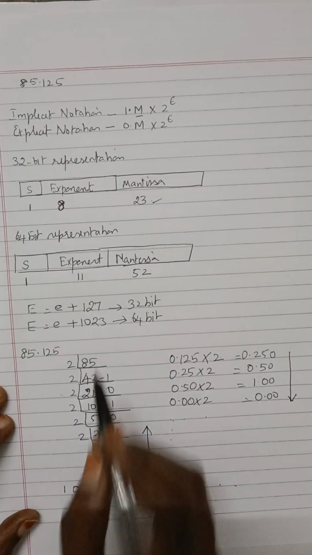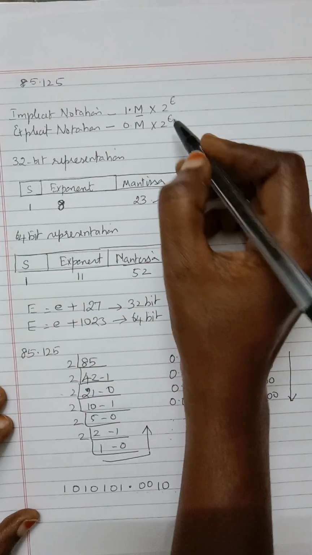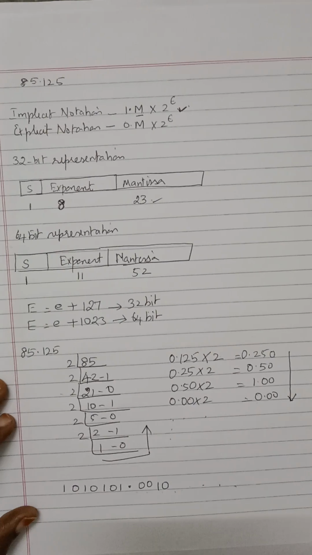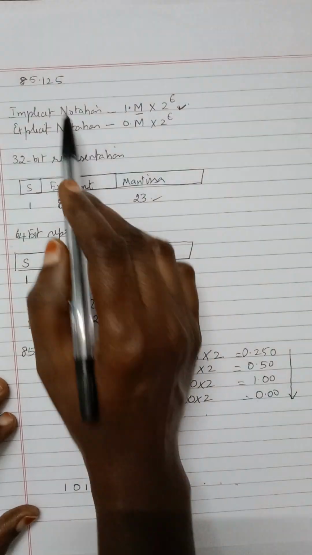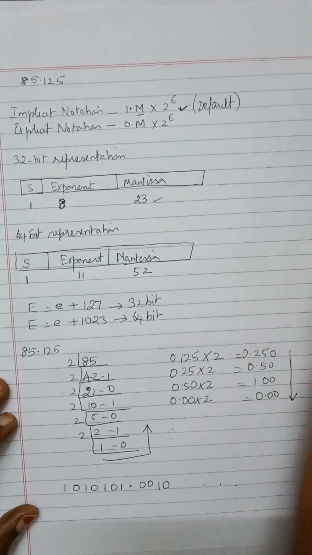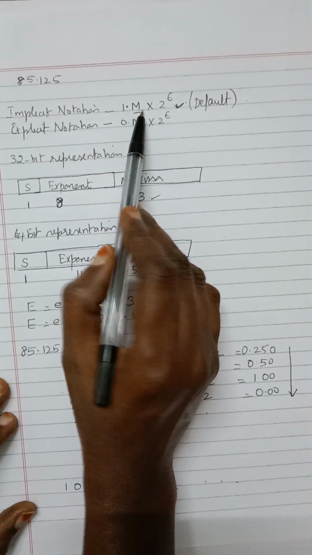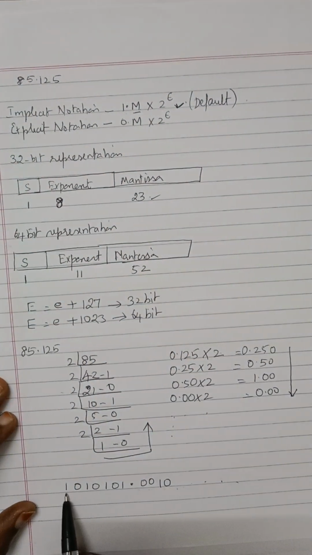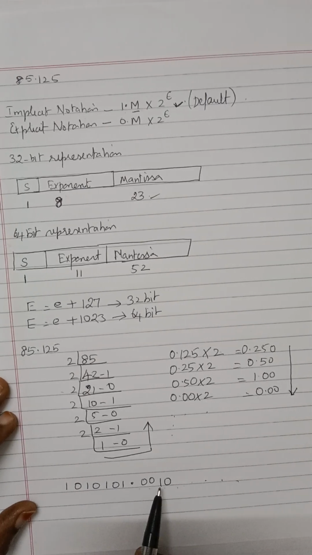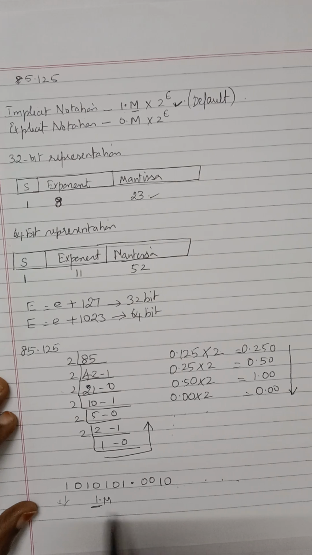Now we have to find out. We write in implicit notation, right? We have to write in implicit notation only because nothing else is mentioned, so by default we write it in implicit notation. This is the default notation. So we have to write the form 1.m. We already have this number written in decimal form, with the decimal point. Now I have to convert this into the form 1.m, like 1 point something.